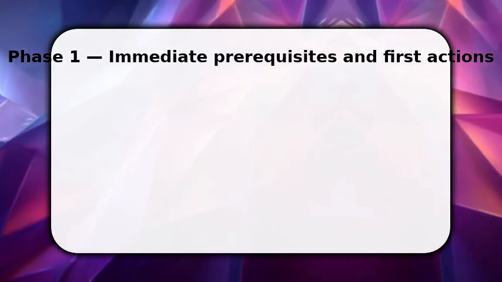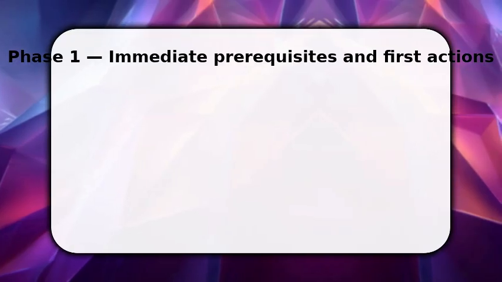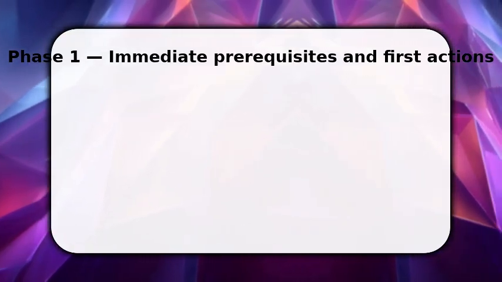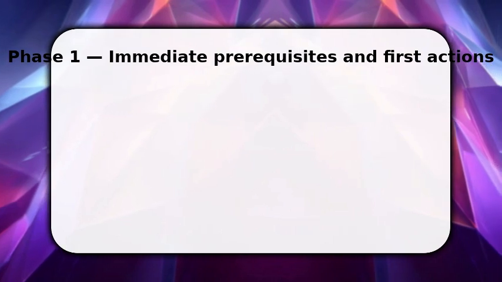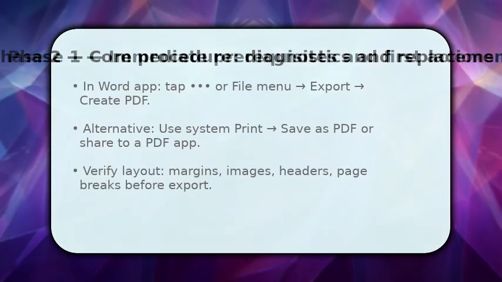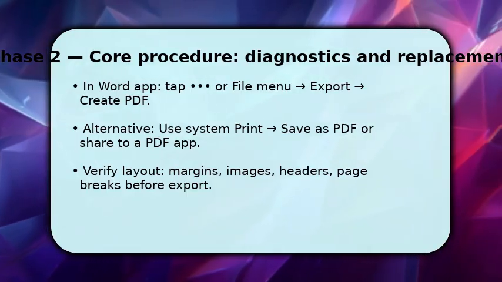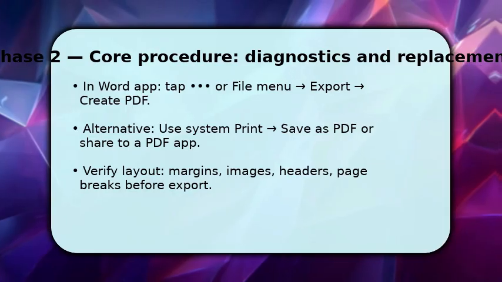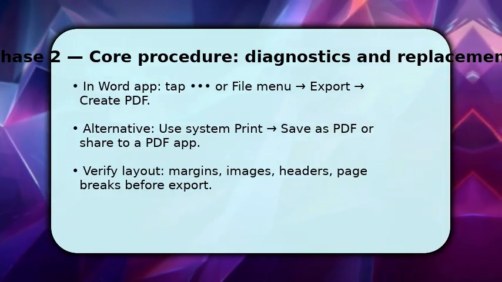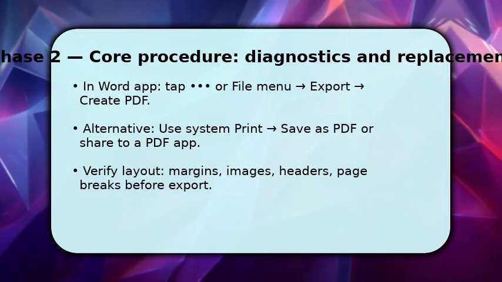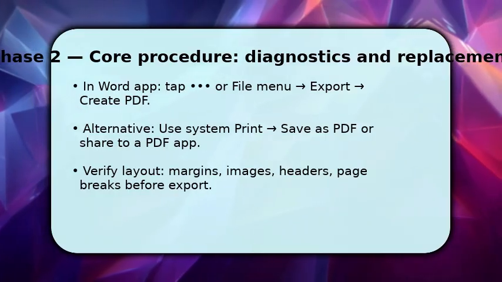If using OneDrive or Google Drive, tap to download the latest version, so the conversion uses the current content rather than an offline copy. Next, export the document to PDF inside the app because that preserves layout and fonts. In Word, tap the menu or File, choose Export or Share, then create PDF. This embeds fonts and flattens layout.